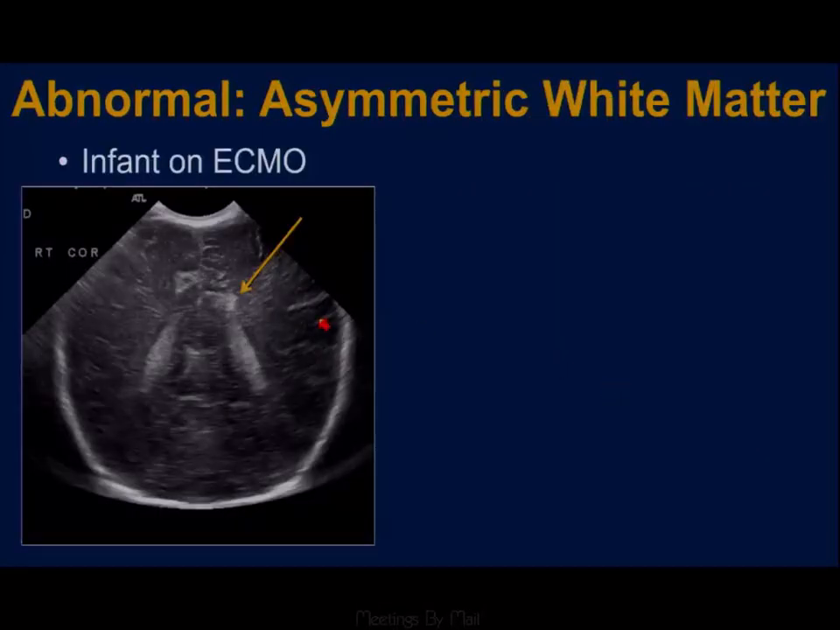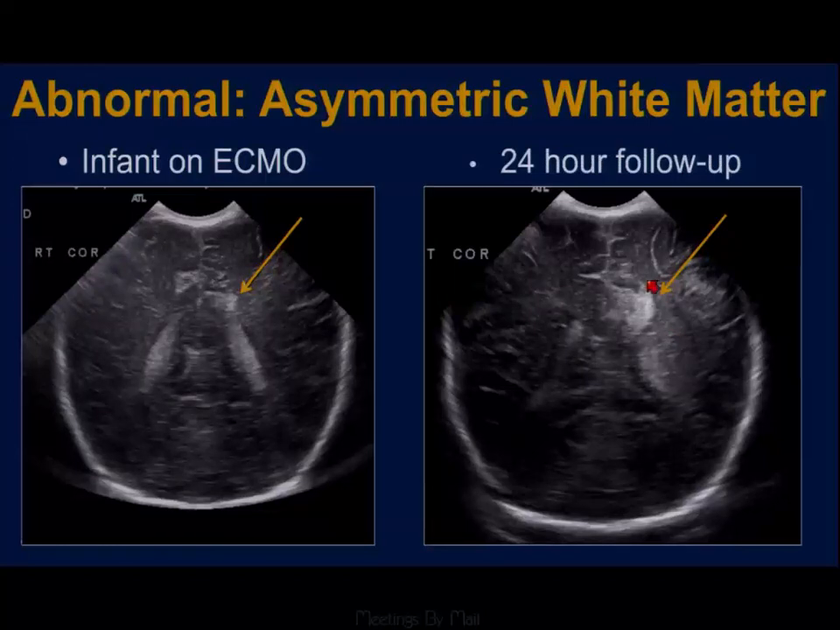And so we see that on this one. This is asymmetric, increased echogenicity. On the 24-hour follow-up, we see this has gotten larger, and sure enough, this turned out to be a bleed on this kid on ECMO.